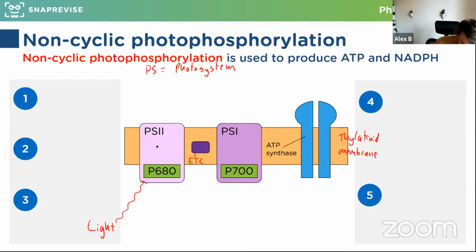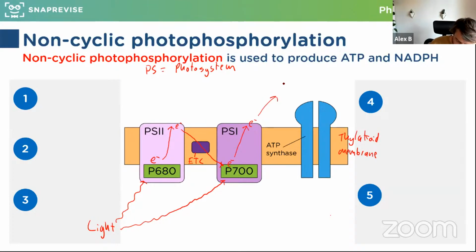Okay, so light hits photosystem 2. This excites an electron, so the electron moves to a higher energy state. That electron then moves through an electron transport chain, releasing energy, and it passes to photosystem 1. Then you get another photon of light that hits photosystem 1. This excites the electron to a higher energy state again.